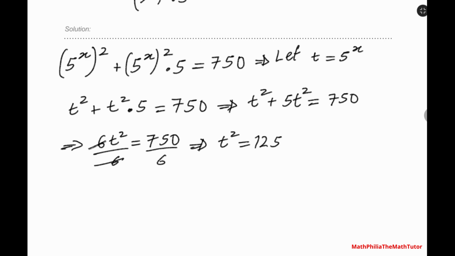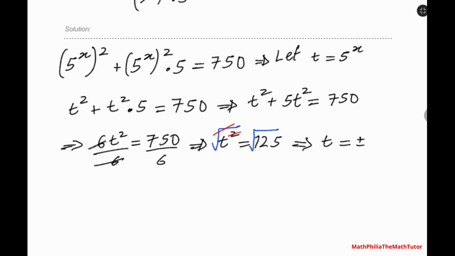125. Okay, we want to find t. Now, how do we find t from here? Well, to find t here, we take the square root of both sides. And this gives us t, because this and this go out. So t is equal to, don't forget, because we have a square root, the answer is either a plus or negative. So this is plus or minus.